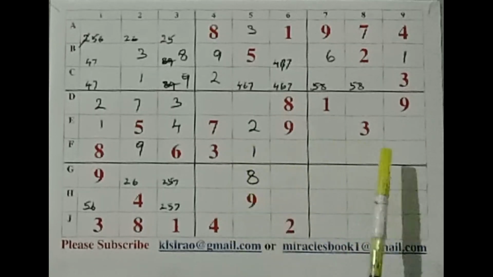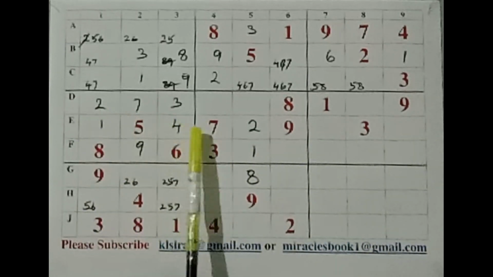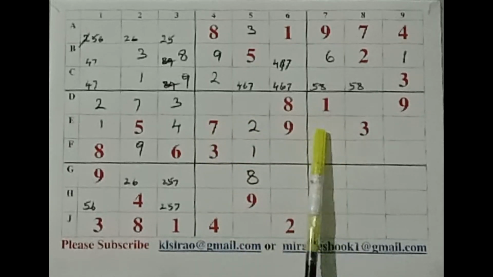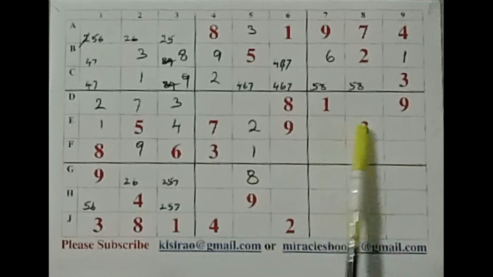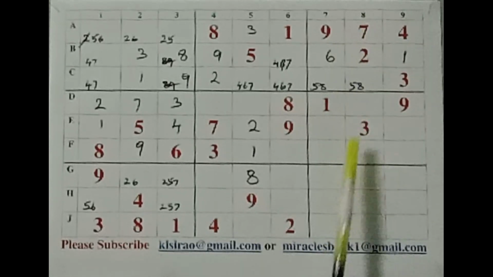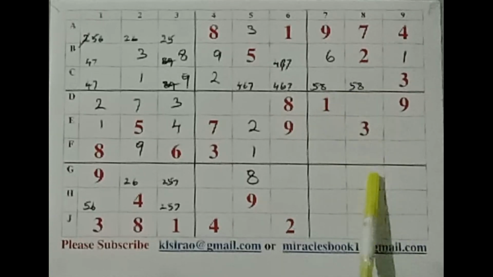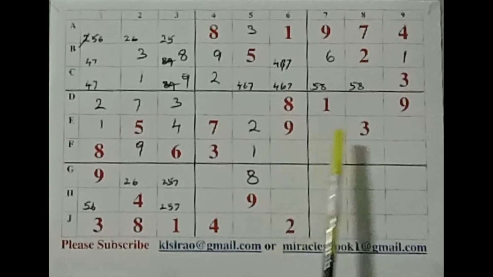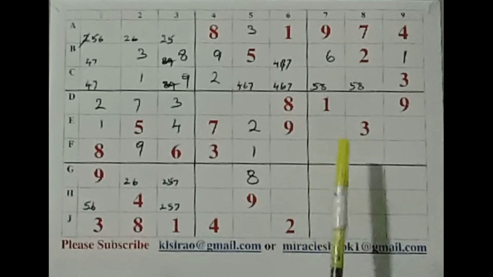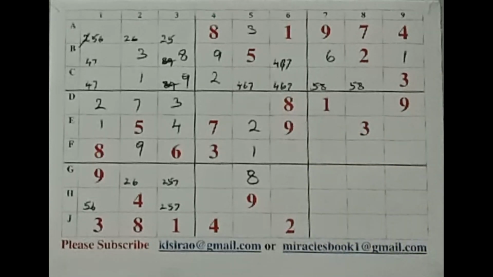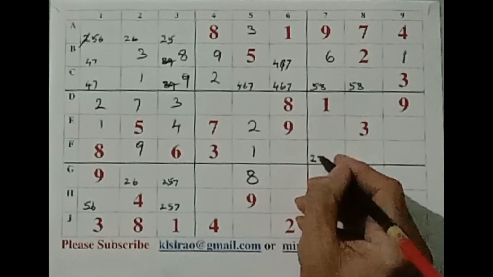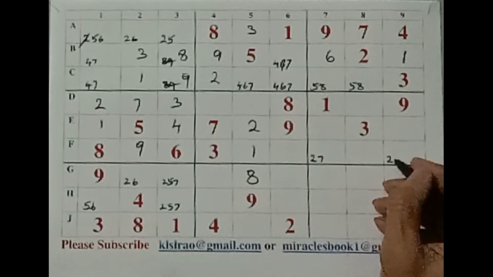We have in row E, we have 2 and 7 here. That means these 2 numbers, 2 and 7, cannot be repeated here. We have again 2 and 7 above in this column number 8. That means these same numbers cannot be repeated here. That means in this box, the place for the pair of 2 and 7 is here and here. So let us write that new pair 2 and 7, 2 and 7.